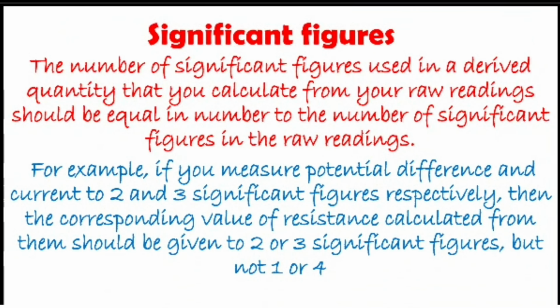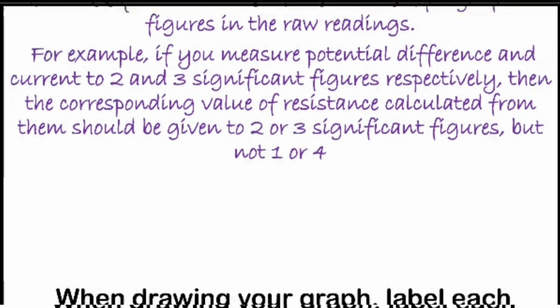Significant figures are always very important in practical examination, and the number of significant figures used in a derived quantity that you calculate from your raw readings should be equal to the number of SF given in the raw reading in the question. For example, if you measure potential difference and current to 2 and 3 SF respectively, then the corresponding value of resistance calculated from them should be given to 2 or 3 SF but not 1 or 4.